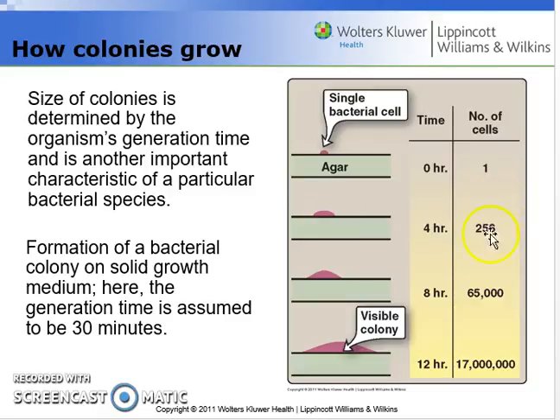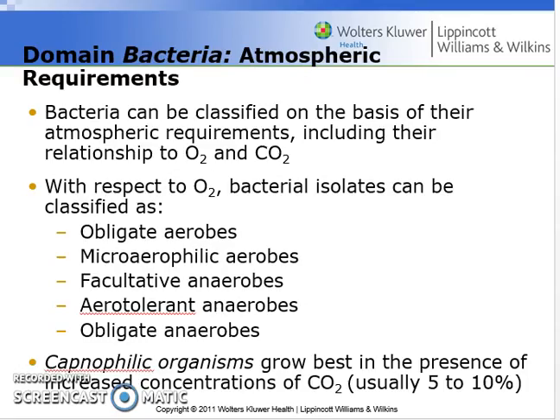If you do the math on that, you end up with 256 cells. Then after another 4 hours, at time 8 hours, that gives you 65,000 cells. And after 12 hours, that's another 4 hours, you end up with 17 million cells being present. So that's how colonies grow.